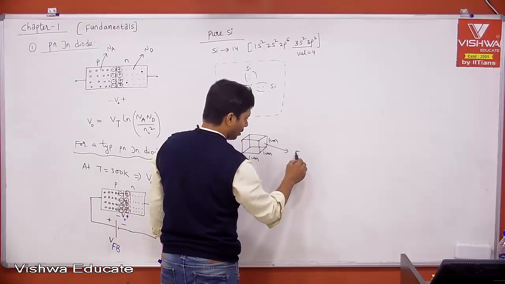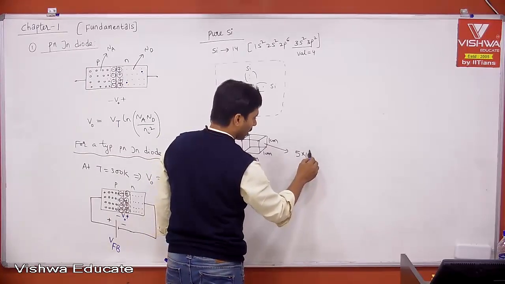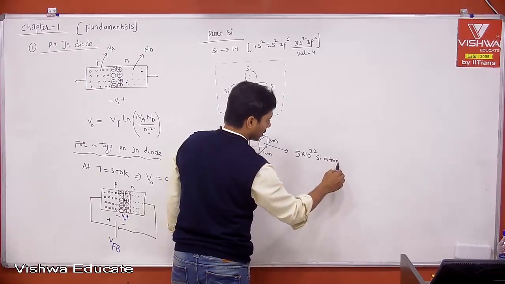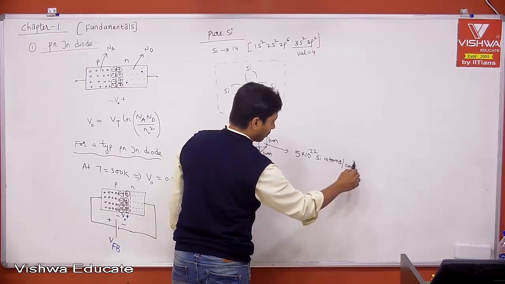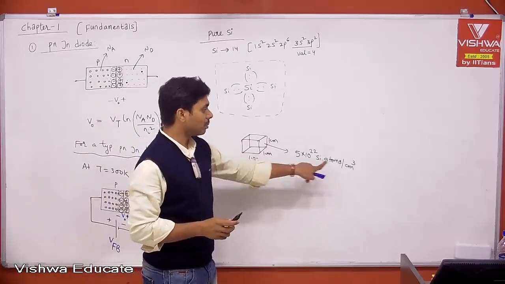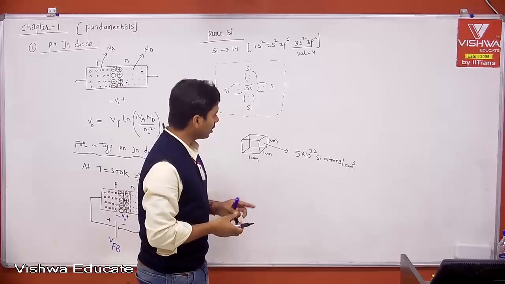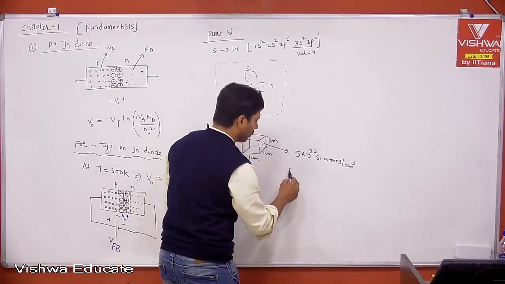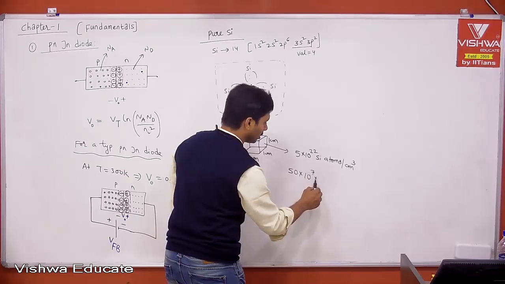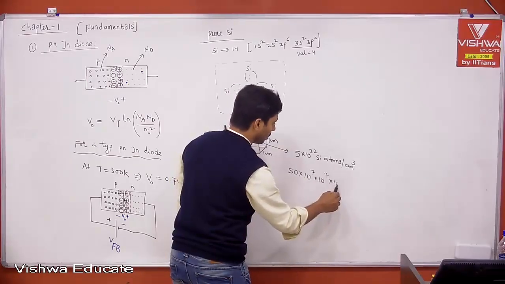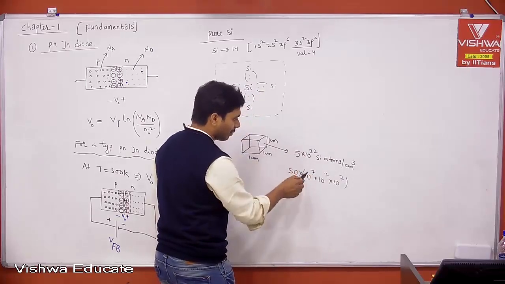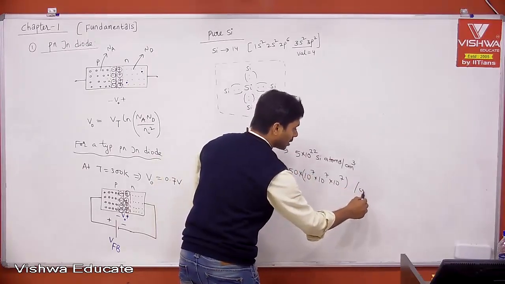How many silicon atoms are there? These are real values: 5 into 10 to the power of 22 silicon atoms are present per centimeter cube. What does it mean? Can I write it like 5 into 10 to the power of 7 into 10 to the power of 7 into 10 to the power of 7? 3 sevens are 21, and then 10 to the power of 22. Therefore these many atoms are there per centimeter cube.